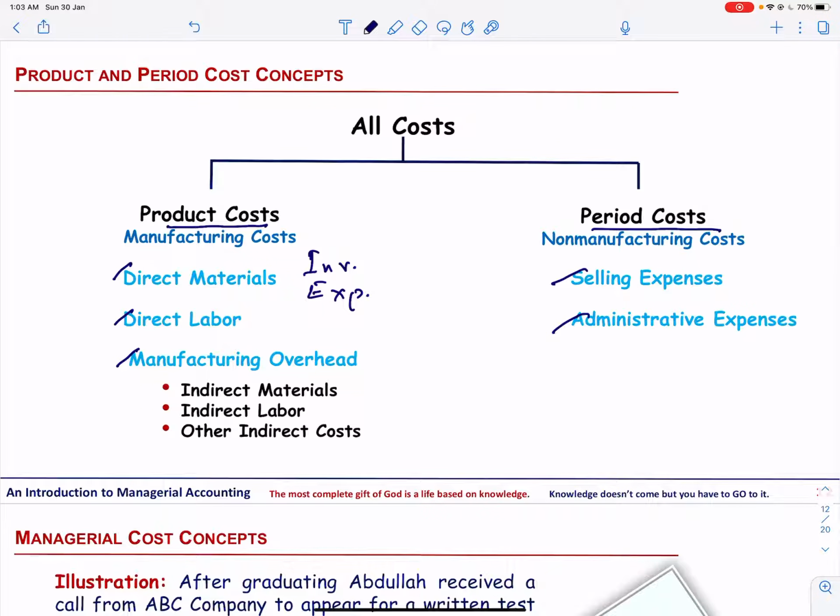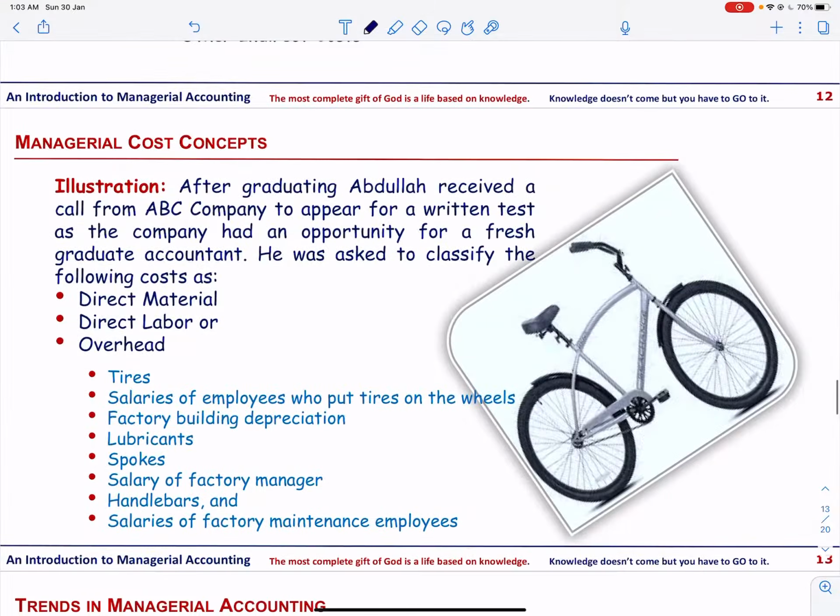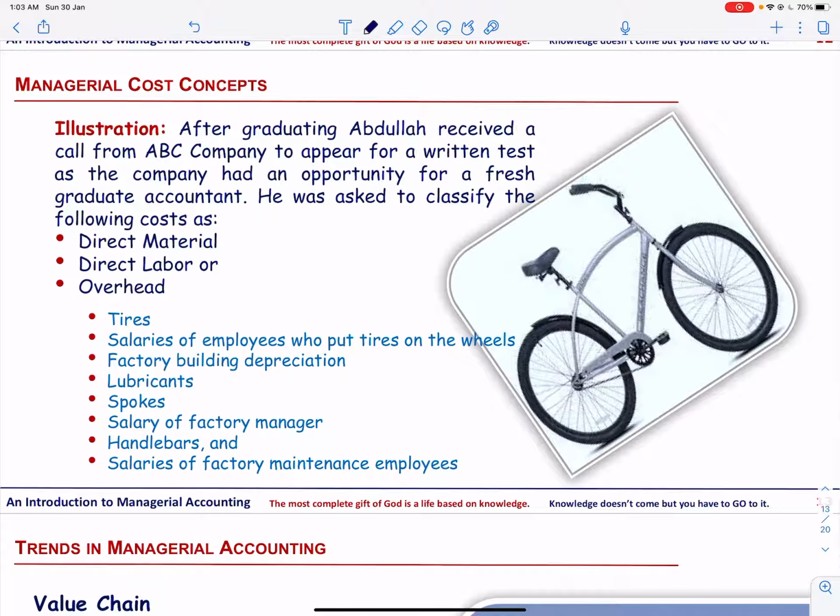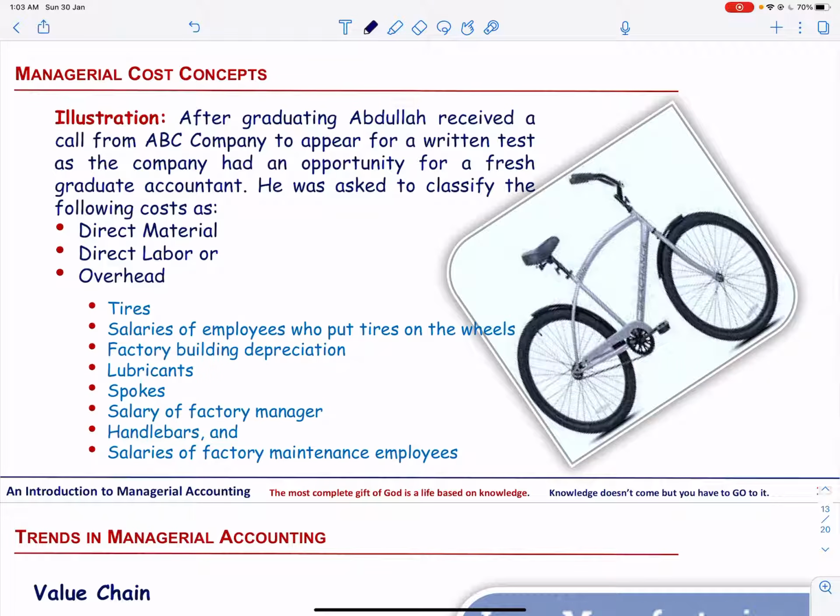I strongly believe that we learn more by doing an example rather than hearing about the concept. So let's do an example on the managerial cost concepts I have talked about so far. After graduating, Abdullah received a call from ABC company to appear for a written test as the company has an opportunity for a fresh graduate accountant. He was asked to classify the following costs as direct material, direct labor, or overhead.